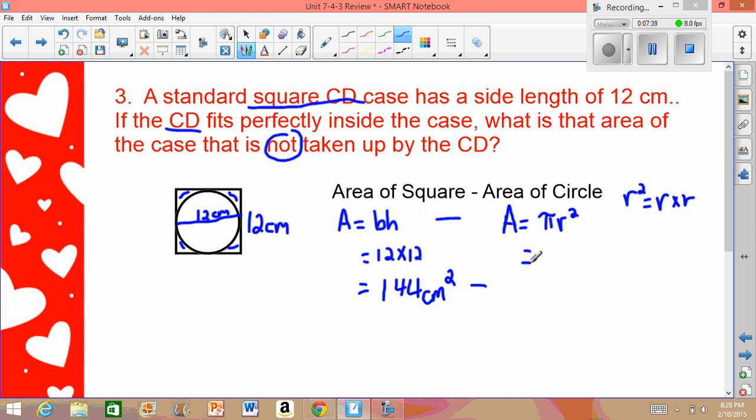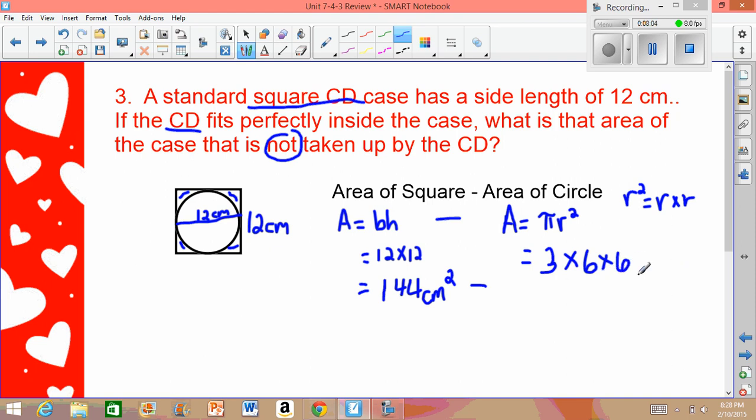And now we're going to do our area of our circle. So we're going to go ahead and just use pi for 3 so that we get a nice number. So it becomes 3 times. Well, let's go to our diagram. Well, I have a diameter of 12. And remember, our formula says radius. So we take half of 12 to get our radius. So it becomes 6 times 6.